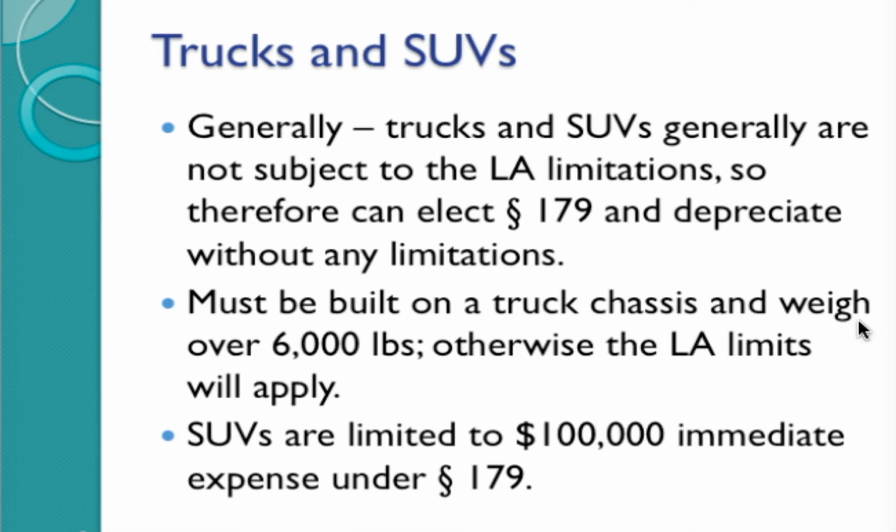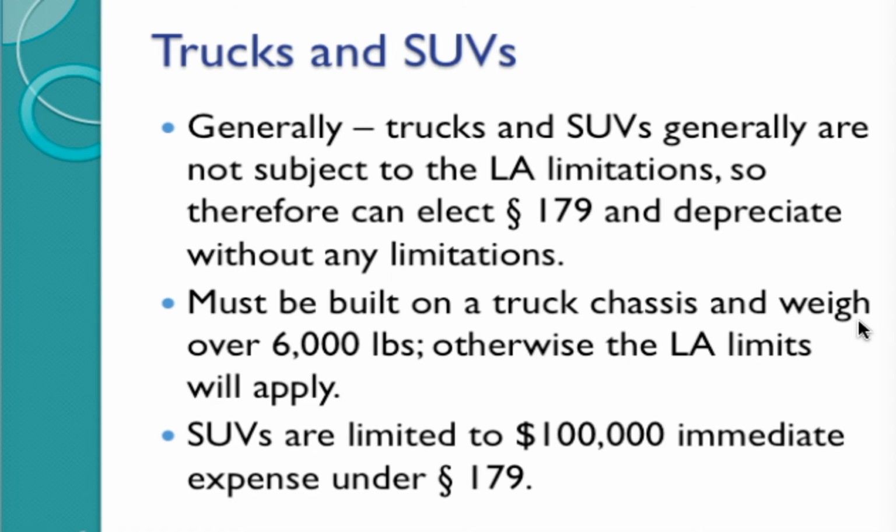However, to be considered a truck or an SUV under these provisions and these exceptions, it has to be built on a truck chassis and weigh over 6,000 pounds. So it doesn't really matter what the manufacturer of the automobile classifies the vehicle as, in terms of whether it's listed as an SUV or a truck. The IRS classifies an SUV or a truck as something that's built on a truck chassis.